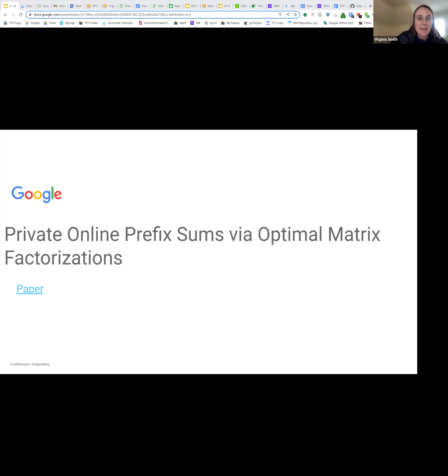So today we have several folks with us here today. So Keith Rush and also Brendan McMahon and Abradeep Thakutra. And today we'll be talking about a particular paper: Private Online Prefix Sums via Optimal Matrix Factorizations.